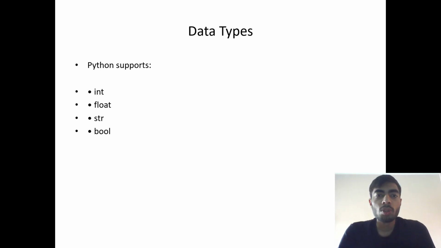Now let's move on to data types. A data type tells Python what kind of value is stored inside a variable. The four most common data types are integer, float, string, and boolean. Integer stores whole numbers, float stores decimal numbers, string stores text, and boolean stores either true or false. Understanding data types is important because different data types behave differently in programs.